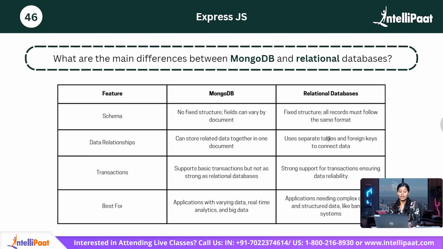We talked about that. For MongoDB, when we talk about data relationships, it can store related documents together in one single document. But in relational database, you have to create separate tables and link them together with foreign keys. As for transactions, MongoDB supports basic transactions, but it's not as strong as relational database. Relational database supports transactions strongly, ensuring your data is reliable. MongoDB is best for applications which have varying data, real-time analytics and big data. Relational database is for applications needing complex queries and structured data, like banking systems.